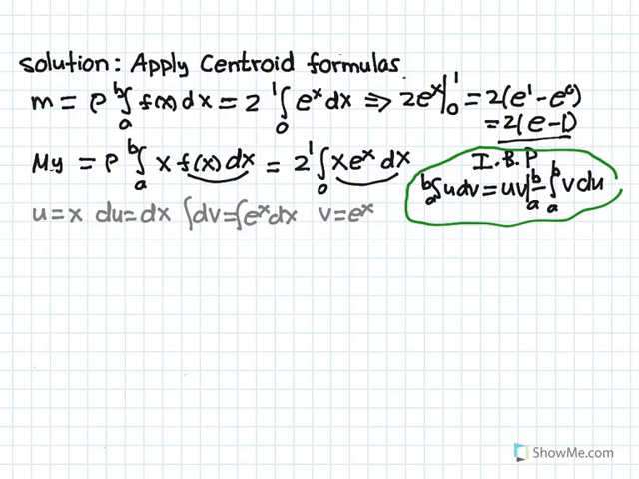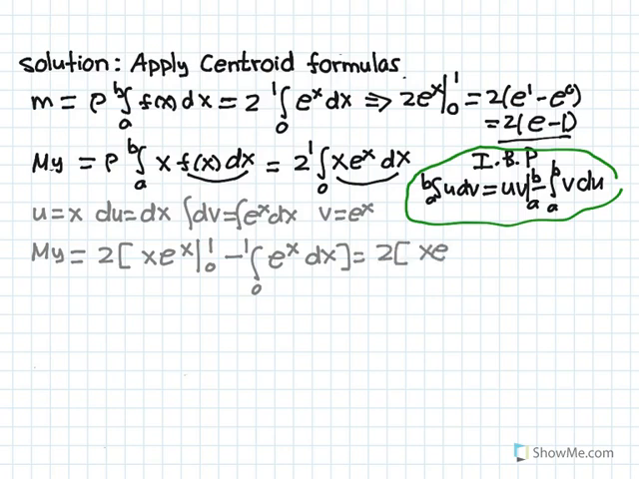All right, so applying the formula, we get u times v. So the moment with respect to the y-axis is equal to 2 times u times v, that's x e to the x, evaluated from 0 to 1, minus integral of v, which is e to the x, times du, which is dx, from 0 to 1. So we get 2 times x e to the x, minus the integral of e to the x, which is simply itself, e to the x, evaluated from 0 to 1. We just tack on the limits at the end, easier to do it that way.